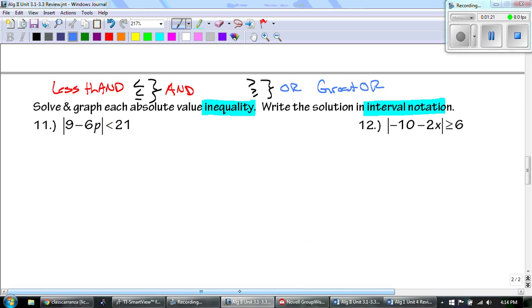All right. The first thing you want to do is make sure the absolute value is all by itself. And it is. Looking at that symbol, it is less than, which tells me this is going to be an and. So we write the absolute value in the middle, 9 minus 6p. I'm going to use whatever the inequality is and write it two times. One is set to positive 21, and the other is negative 21. And from here on out, all we do is solve.